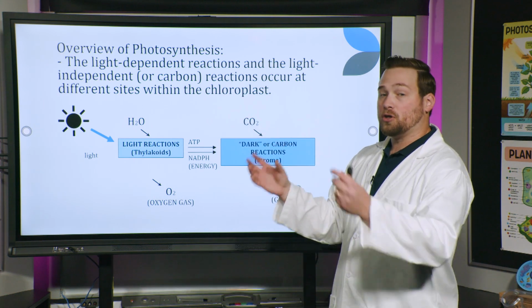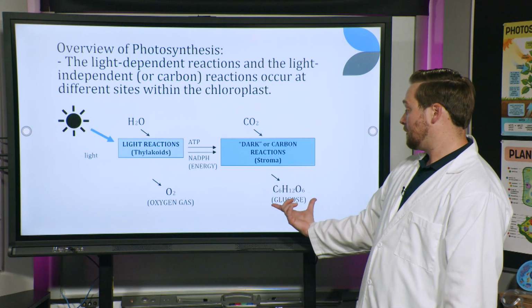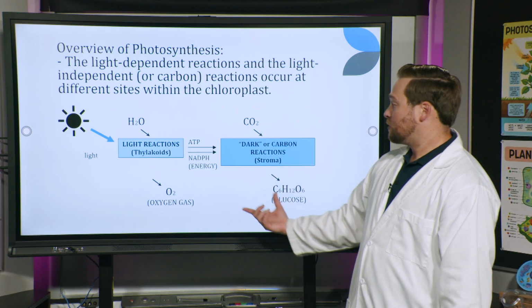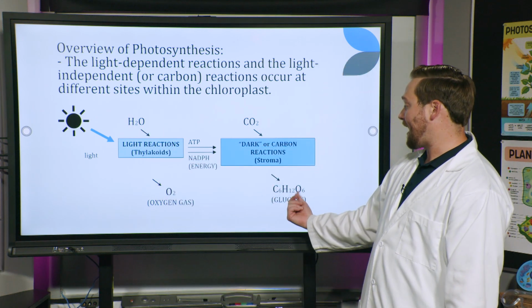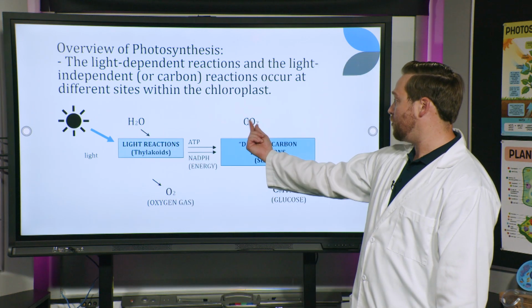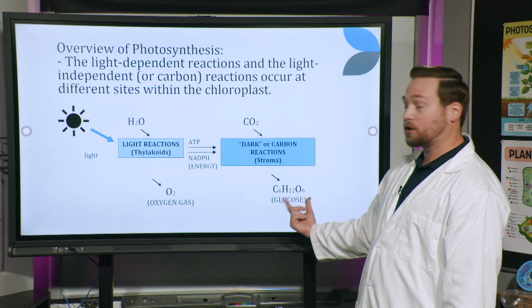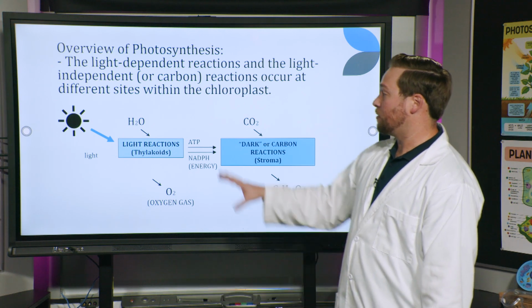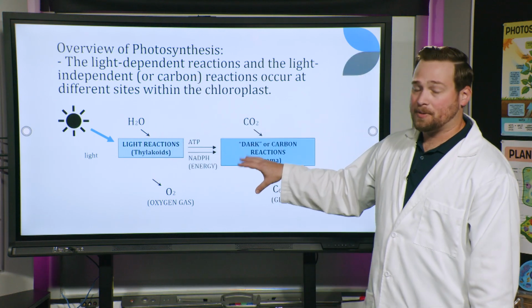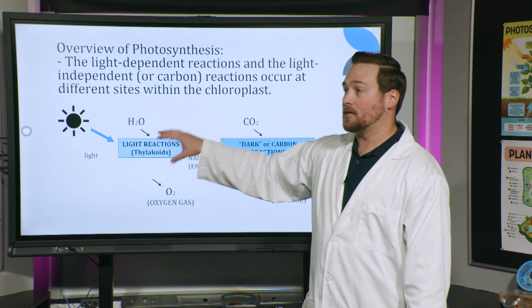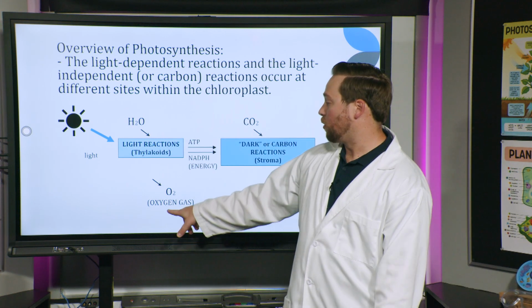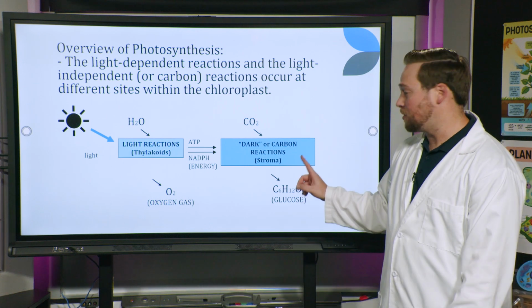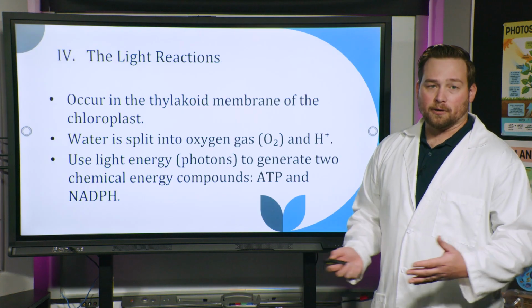We're going to use that to make glucose, okay? So we take some of the hydrogens from the water and we kind of add it to the CO2, the carbon dioxide, and that's where the glucose is coming from. Okay, so light reactions and light independent reactions. This one happens in the thylakoids, this one happens in the stroma. We're producing oxygen here and we're producing glucose here, okay?